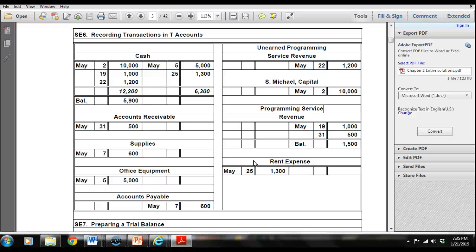Now guys, we're going to do the same thing we did, but instead of saying it goes up, it goes down, it goes this, we're now going to post them to the T accounts, okay?